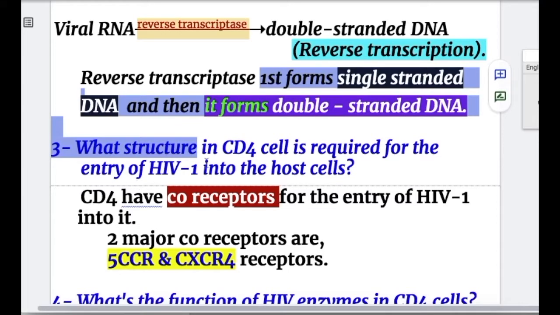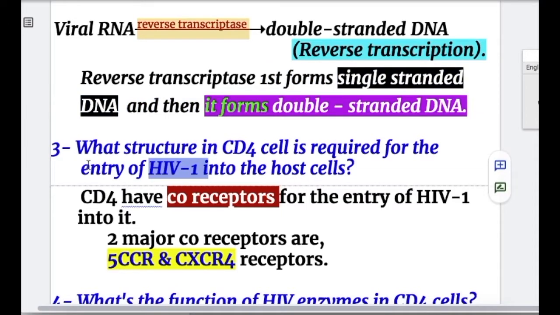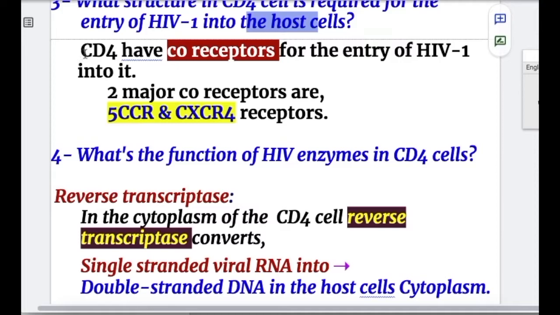Question 3. What structure in the CD4 cell is required for the entry of HIV-1 into the host cell? CD4 cells have co-receptors for the entry of HIV-1 into it. The two major co-receptors are CCR5 and CXCR4 receptors.